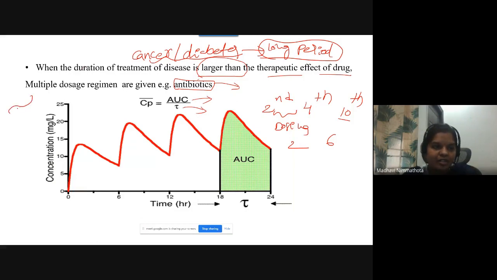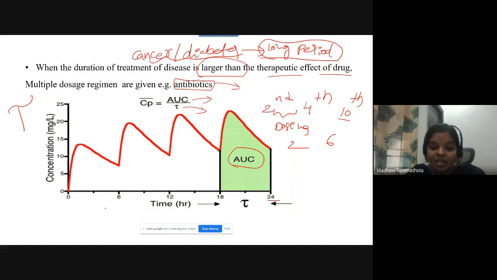You can write it like this. This is the tau, the dosing interval, and the area under the curve. See here, when you plot time versus concentration, you may get this zigzag curve. This indicates the drug is exhibiting a multiple dosage regimen. This green box indicates the AUC, and here the difference of the dosing interval is 18, here it will be 24. Like that, here it is 12 and 18, 6 and 12, 0 and 6.